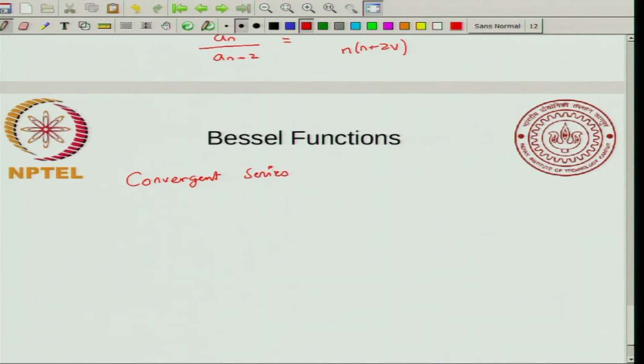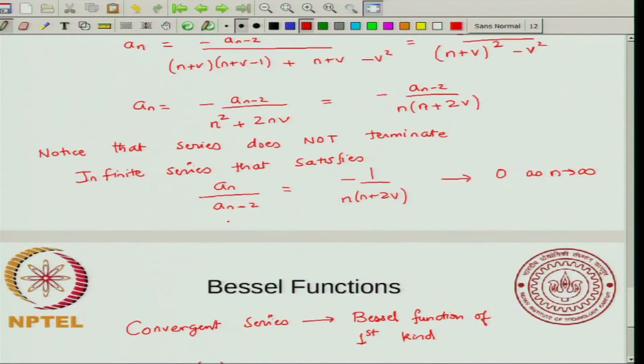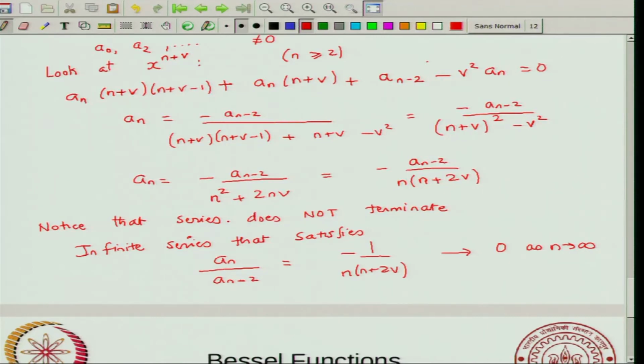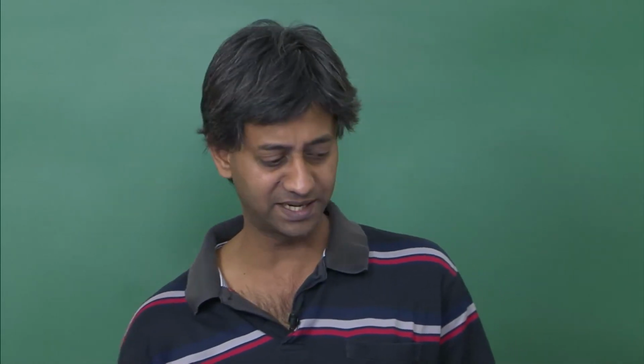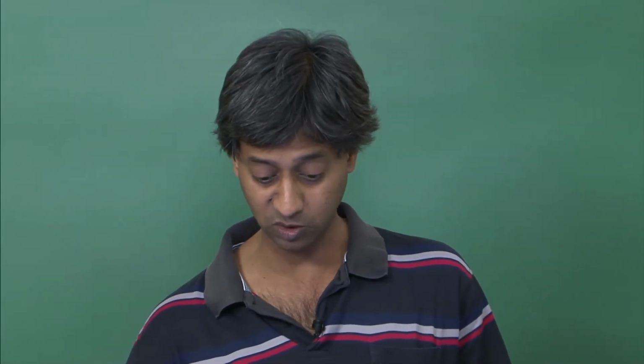This convergent series is called the Bessel function of first kind, and it is denoted by J_v of x. So this J_v of x is this convergent series. That means you have an infinite series starting from a_0 and then all those terms. The a_0 multiplied by that infinite series is called the Bessel function of first kind. So Bessel function is actually an infinite series. So what is the infinite series?